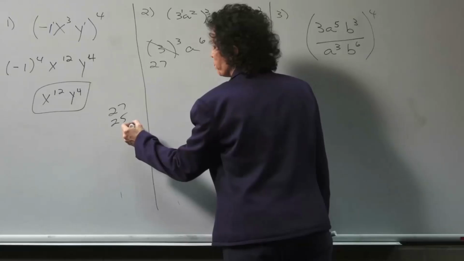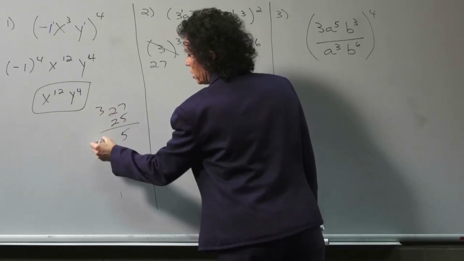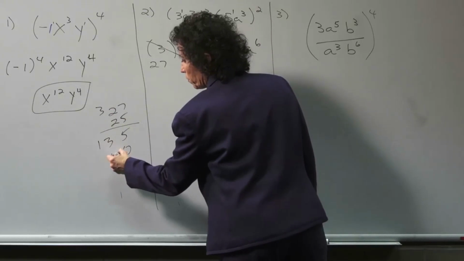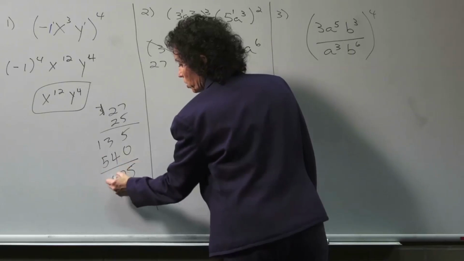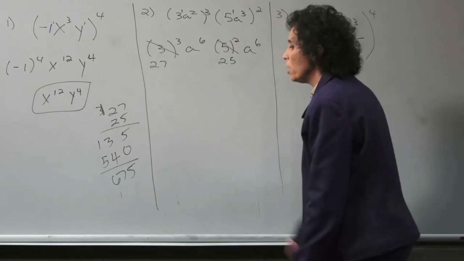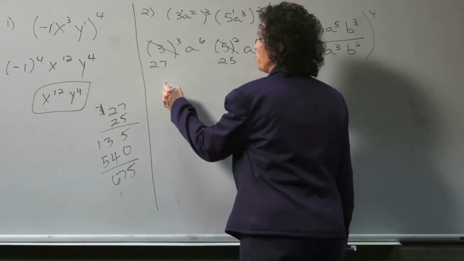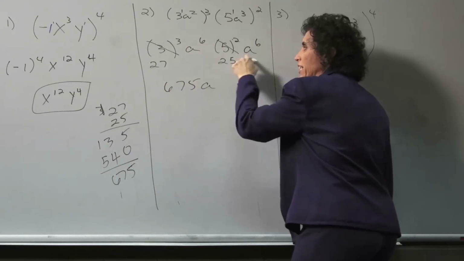No, that can't be right. That's not right. 7 times 5 is 35, 3, 10, 13. 2 times 7 is 14, carry the 1, 5, 675. I was way off. Where was I going? So it's 675. A to the 12th, because I'm multiplying, so I have to keep the base.